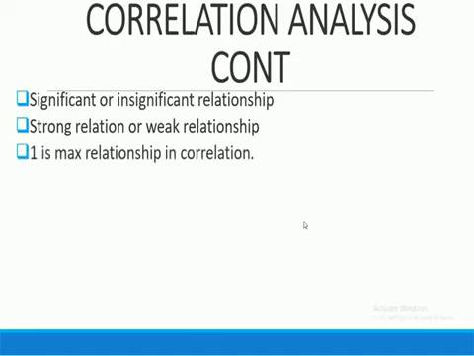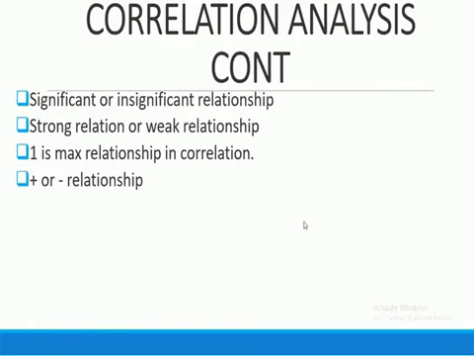Number 3, 1 is the maximum relationship in correlation. So if your correlation is coming more than 1, then your results are invalid. So maximum 1 is the limit. Your maximum correlation can be 0.98 or 0.88 something, but it cannot cross the 1 limit barrier.